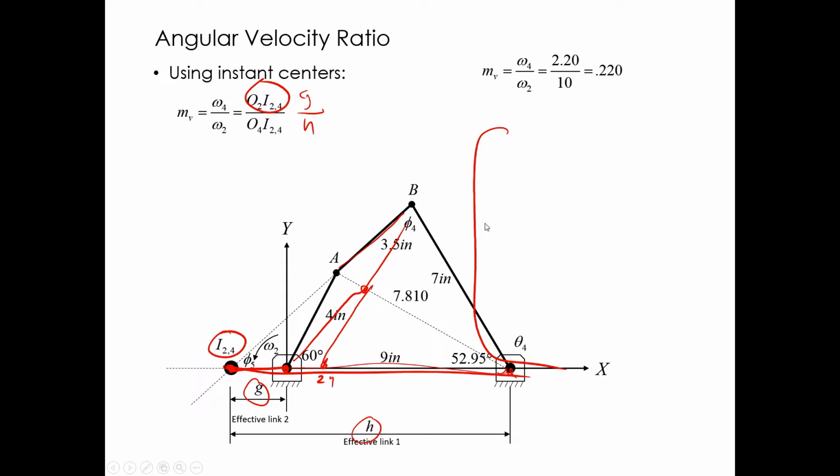You'll have to put a sign on this too. So in this case, if this link is moving this way, this link is moving this way, the velocity ratio would be positive. In the case where it's down in here, that would be different. If this is moving this way, this one would be moving this way, and that velocity ratio is negative. So you'll have to put the sign on the velocity ratio yourself.